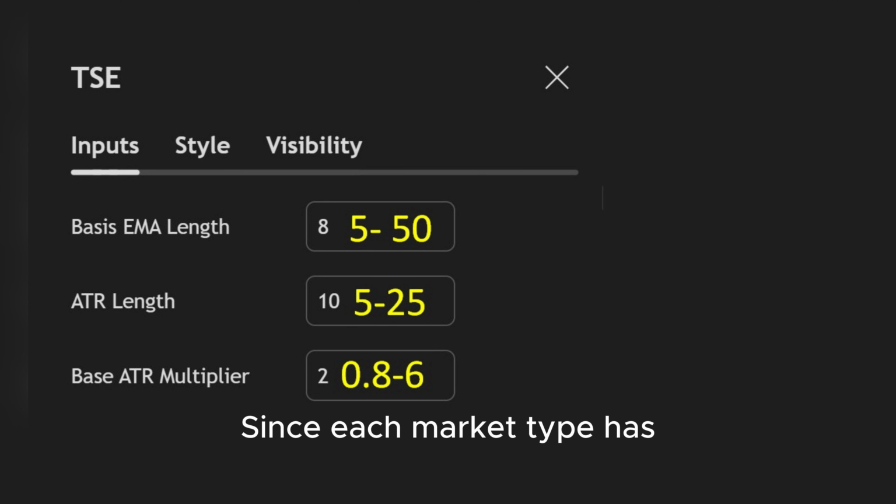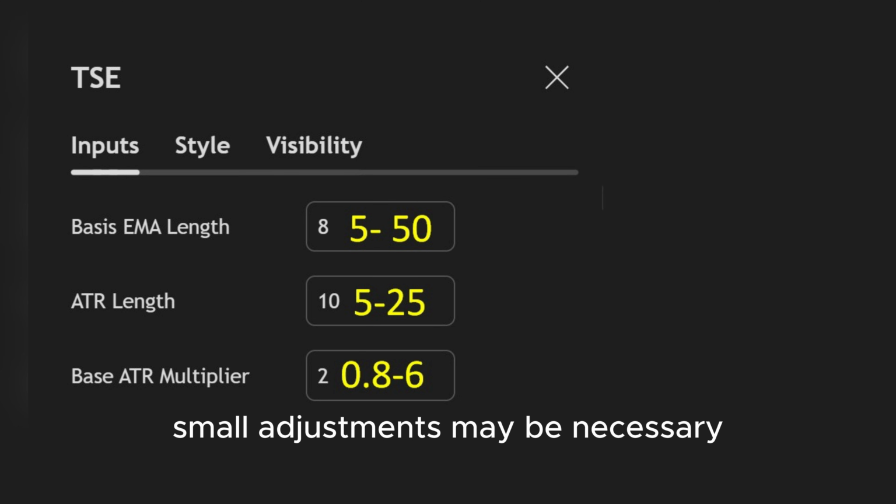Since each market type has different volatility, whether Forex, crypto, stocks, or indices, it is recommended to adjust and optimize these values according to your personal trading style. The settings of this indicator also work on almost the same principle, but they are not identical for every market, especially with crypto, gold, Forex, and stocks. Small adjustments may be necessary.